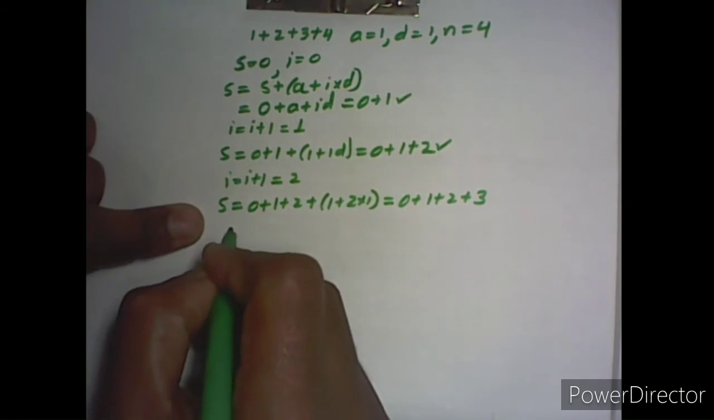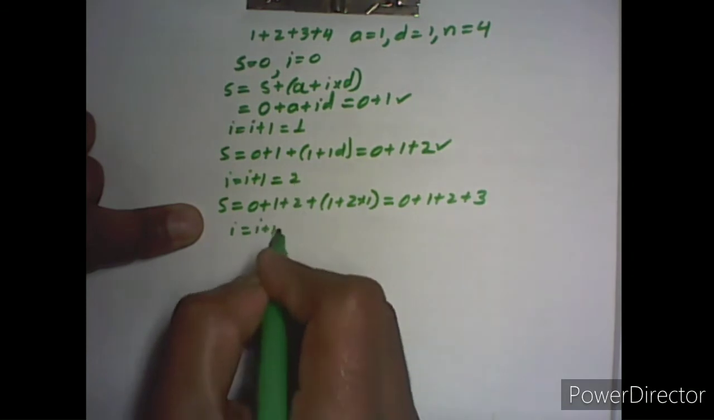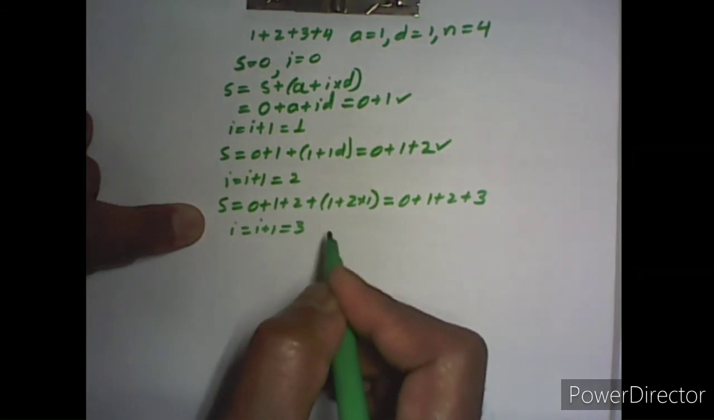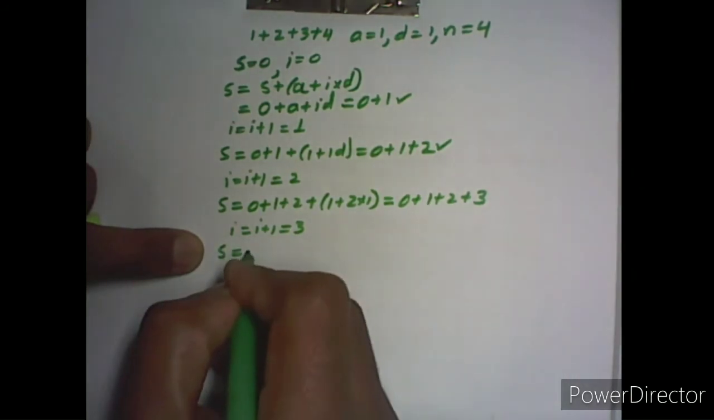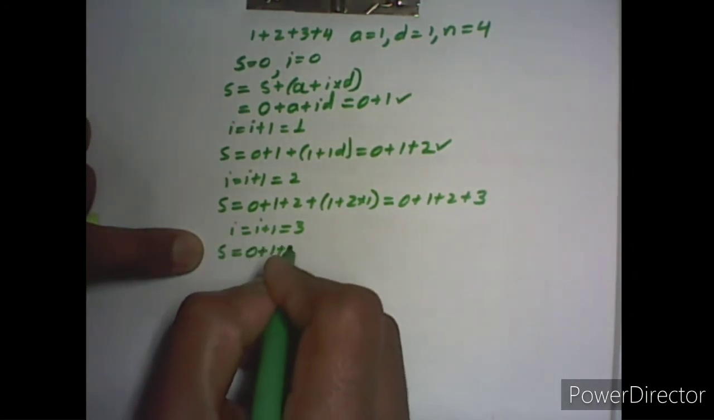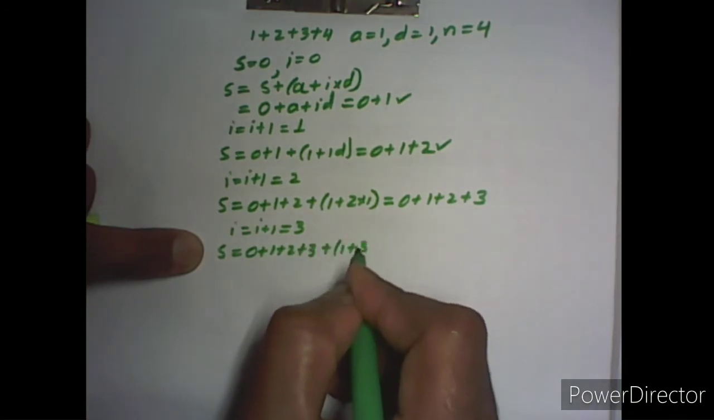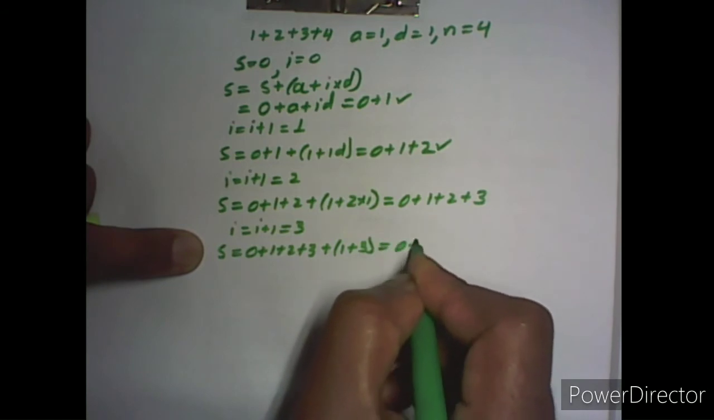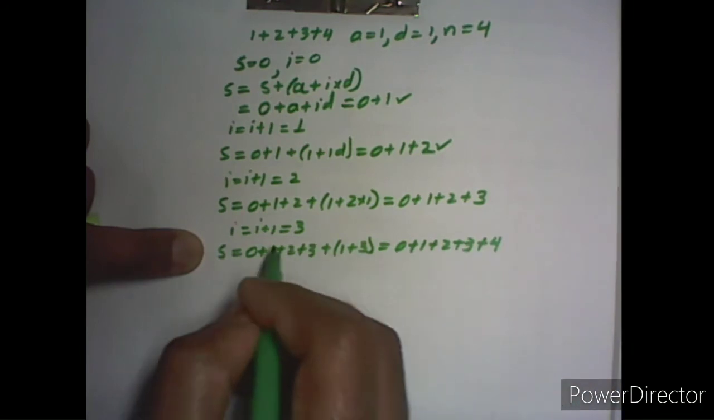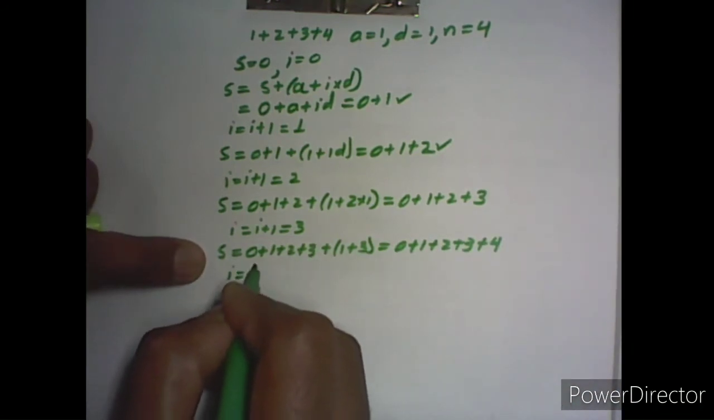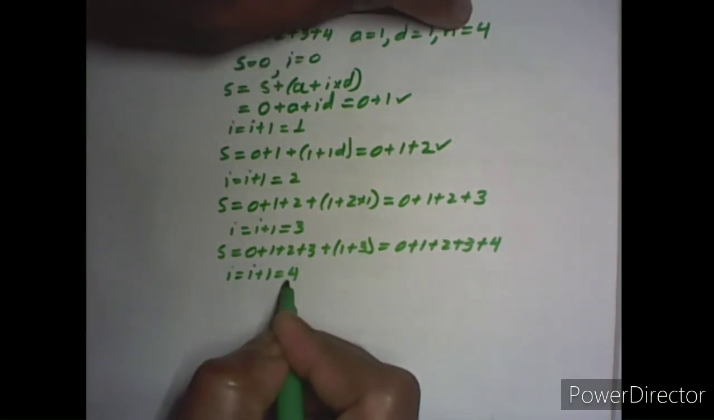So we are getting the subsequent terms of the series. Then I becomes equal to I plus 1. I was 2 here, so this becomes equal to 3. Still it is less than 4. So it will do one more step. S is equal to this value of S, 1 plus 2 plus 3, plus a plus id, 1 plus 3. That becomes equal to 0 plus 1 plus 2 plus 3 plus 4. We get the whole series. Then I becomes equal to I plus 1, that is equal to 4. It is not less than n.